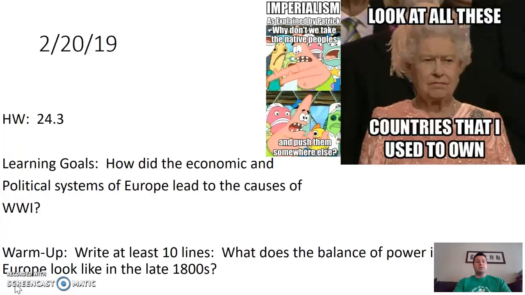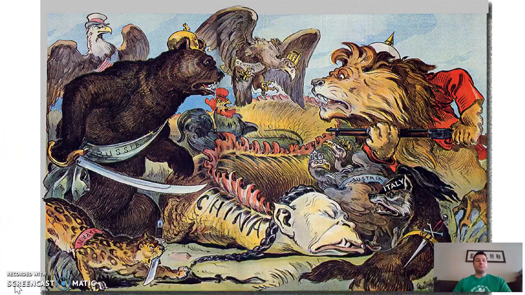First thing I'd like you to do is make sure that you write at least 10 lines: what does the balance of power in Europe look like in the late 1800s? You can use your notes to help you. We're not going to do this timed, but I am going to give you a point credit for doing it. It'll give you a nice little review before moving into the late 1800s and how that balance of power is going to shift immediately following the Franco-Prussian War and then the Berlin Conference that we'll get to today.